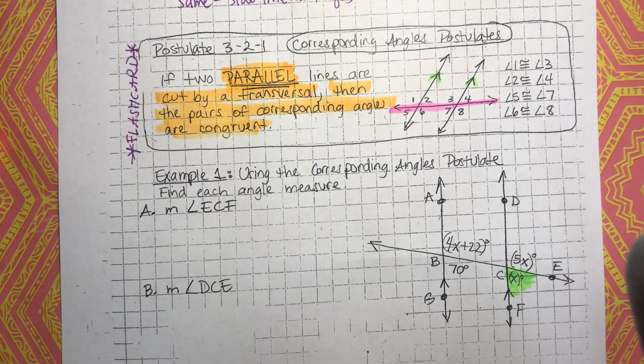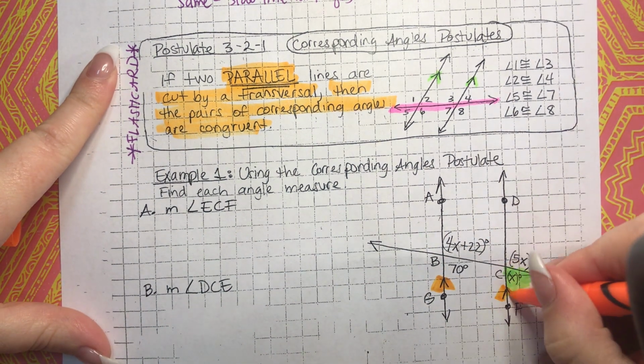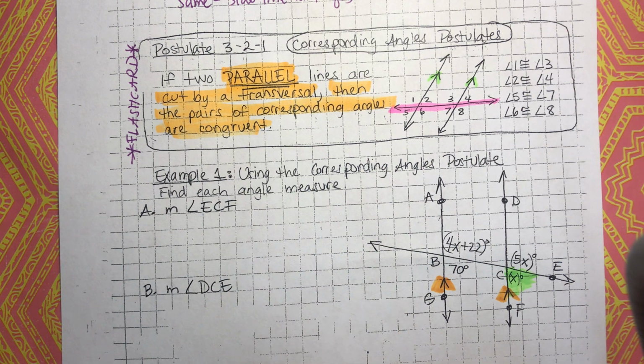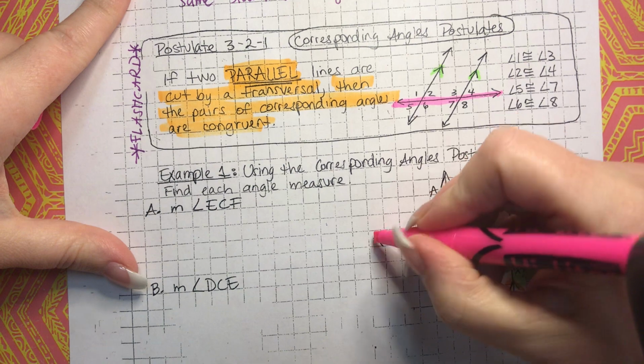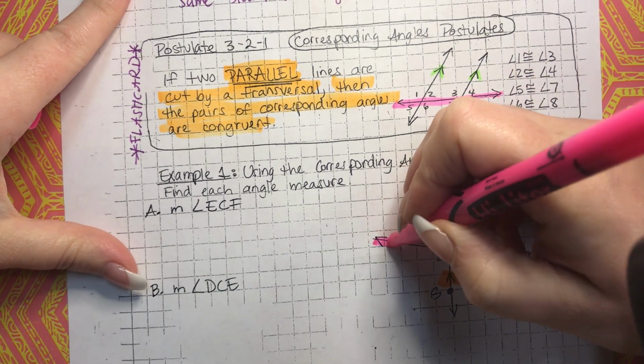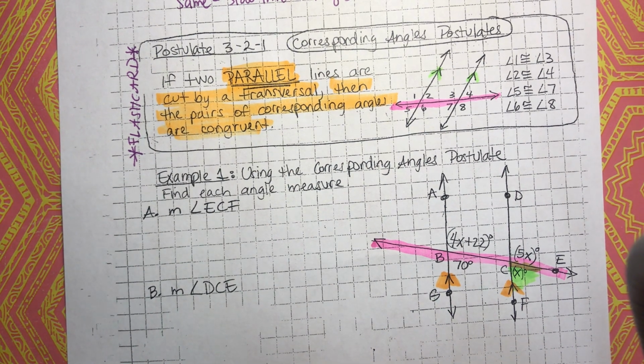First, do we have parallel lines? Well, yeah, we do. There are these little marks right here which tell us that these two lines are parallel. That's awesome. Are they cut by a transversal? Is there a line that intersects two? And yes, that would be this line right here. That's our transversal. So what that means is that all corresponding angles are congruent.